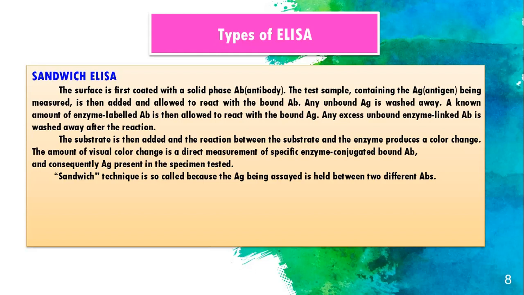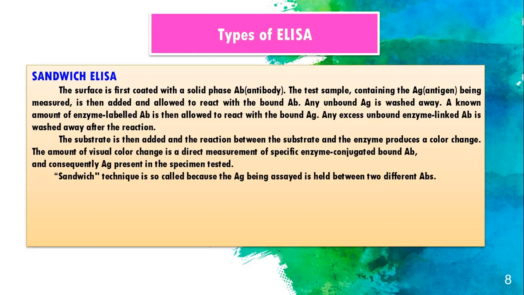So the first one is the sandwich ELISA, wherein the surface is first coated with a solid phase antibody or AB. The test sample containing the antigen or AG is being measured, is then added and allowed to react with the bound AB. Any unbound AG is washed away, and a known amount of enzyme-labeled AB is then allowed to react with the bound AG.